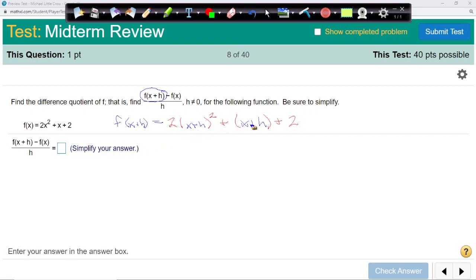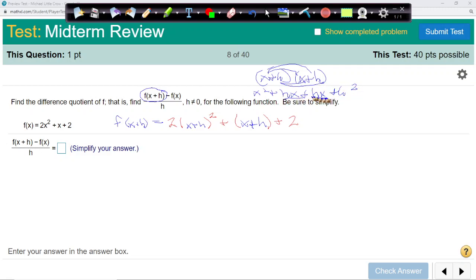Now they do want it simplified, so we've got some work here. In the numerator, we're going to be subtracting f of x. So we need to FOIL this out. This is x plus h times x plus h. Using FOIL, you get x squared plus xh, or hx. And then we get h times x again, so that's going to give us an hx. And then we get h times h, which is h squared.